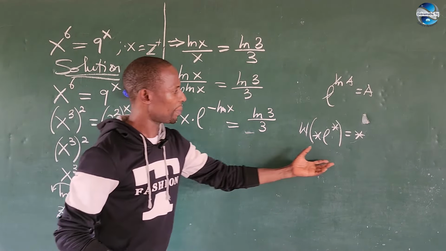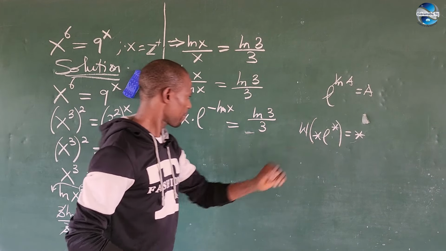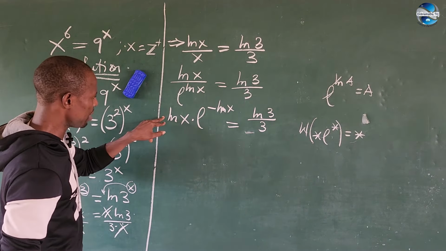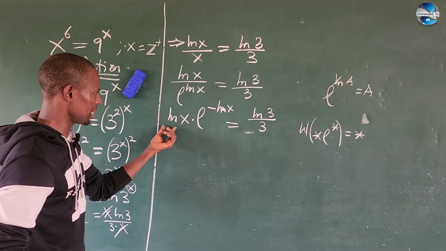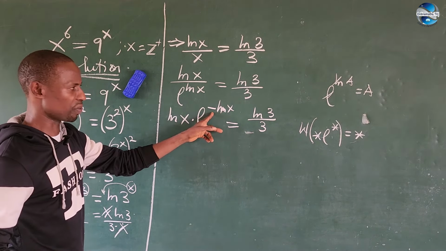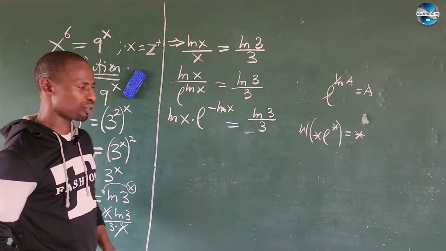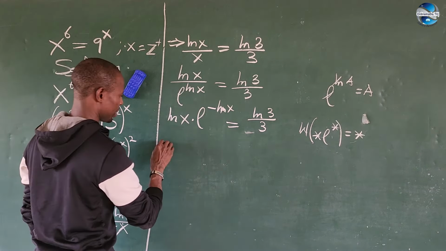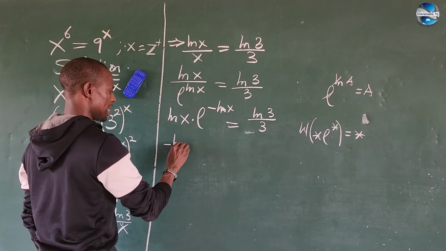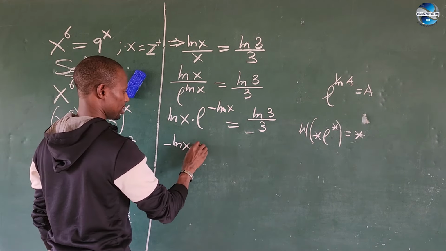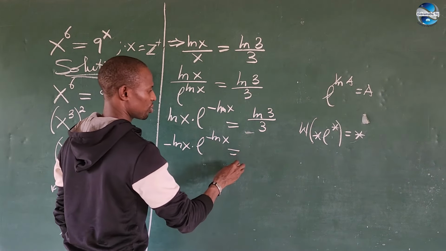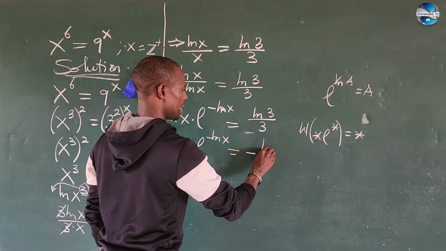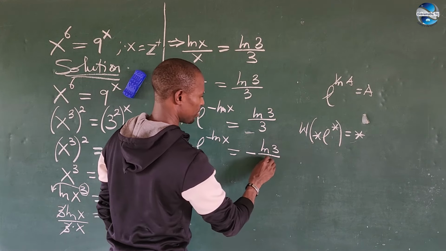So if we apply the product log here, then we must make this side the same as this. The only difference between this and this is this minus sign. So what do we do? Let's multiply through by minus 1. If we do that, we're going to have minus ln of x dot e to the power of minus ln of x equal to minus ln of 3 all over 3.